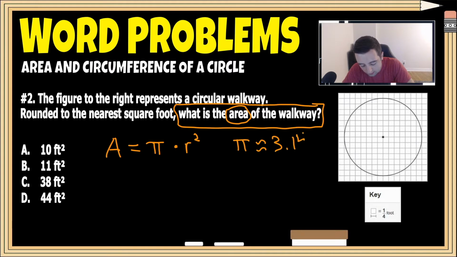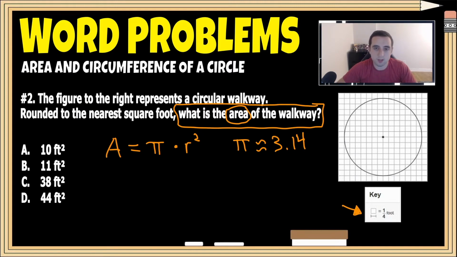Now let's take a look at the figure on the right. It's supposed to represent a circular walkway, and we know a radius is half the length of the circle, and r is in my area formula. So we want to figure out what the length of the radius is so I can plug it into my formula. The biggest thing here is you need to focus on the key. The key tells you that every little square on that figure represents 1/4 of a foot.